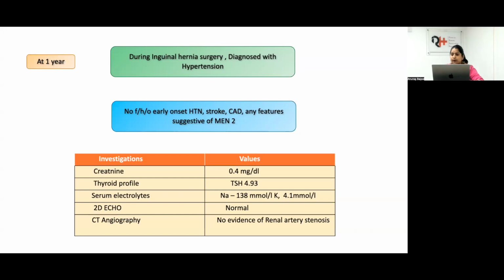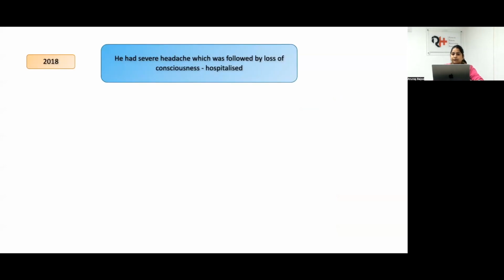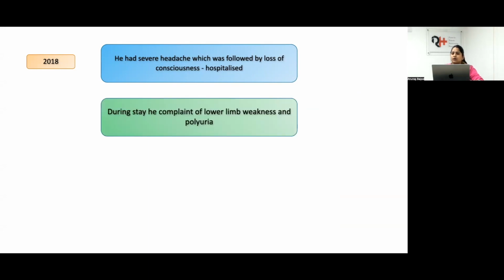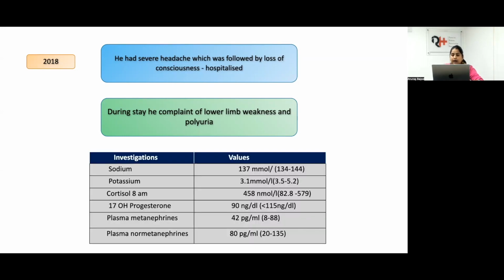His blood pressure was maintained on 3 or 4 antihypertensive drugs. Then in 2018, he had severe headache, which was followed by loss of consciousness, and he was hospitalized. During hospitalization, he complained of lower limb weakness and polyuria. Again, a panel of investigations was done. Serum sodium was normal. Serum potassium, again, 3.1, on the lower side. Was he on thiazide? Sir, I think during the hospital stay, no.